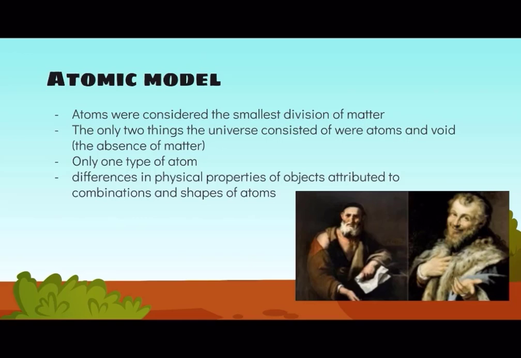In their version of the atomic model, atoms were considered the smallest division of matter. They theorized that the only two things the universe consisted of were atoms and void, which was the absence of matter. In their theory, there was only one type of atom, and the differences in physical properties of objects were attributed to the different combinations and shapes of the atoms.